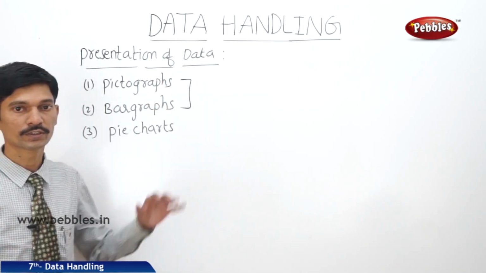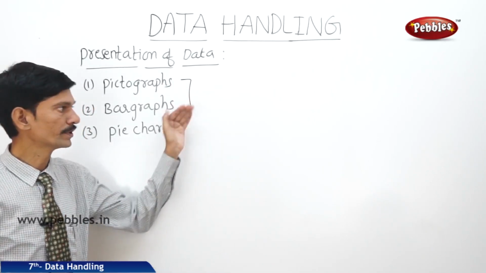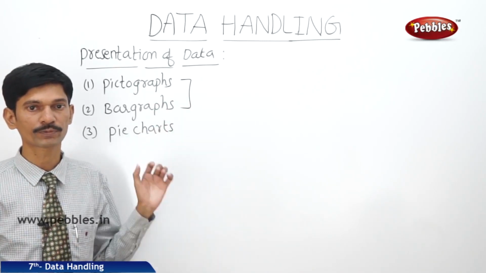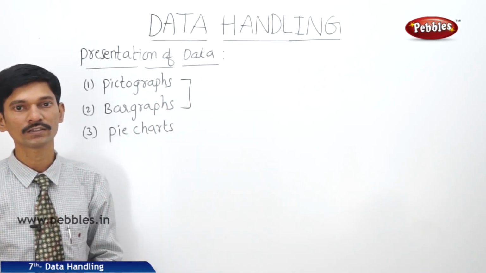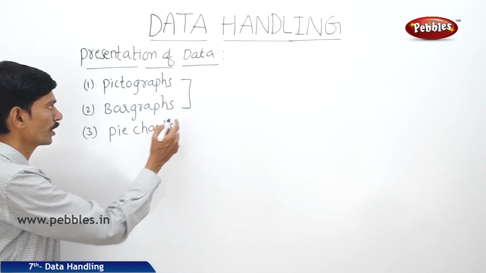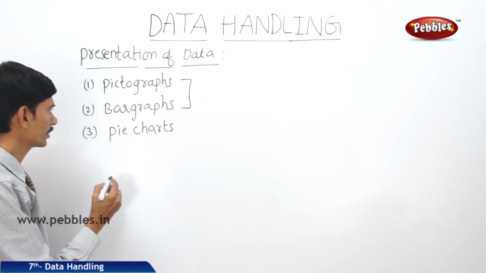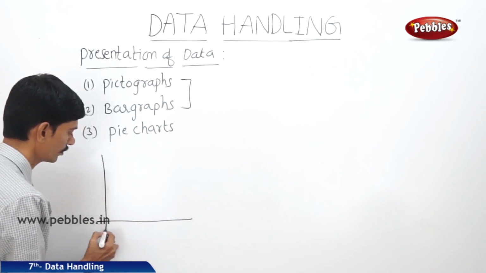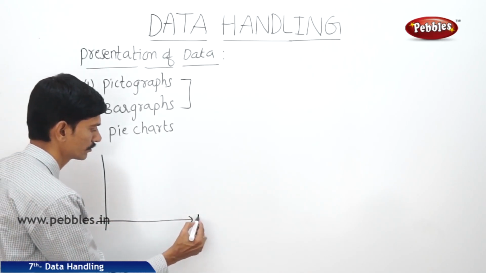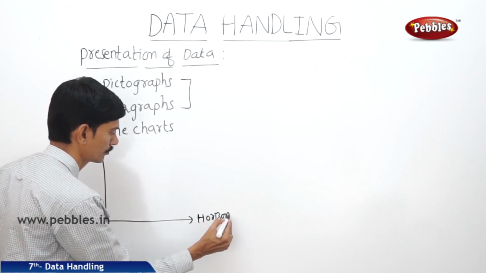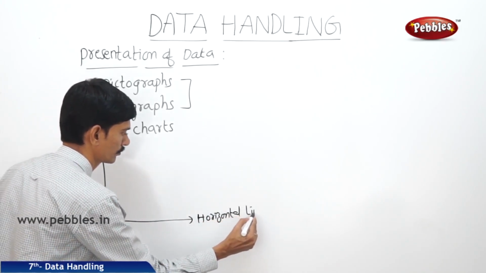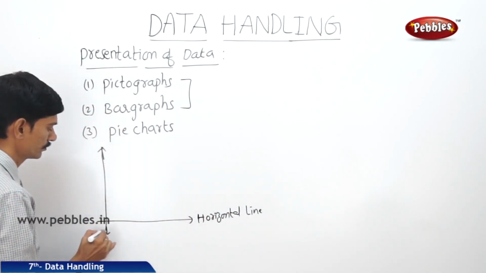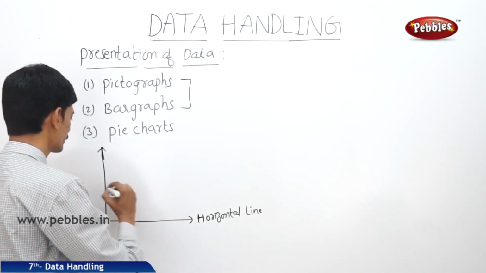In pictographs we use the pictures of the objects to represent the given data. But it is time consuming and very difficult to draw the pictures to represent each object of the given data. So to overcome this problem, we use bar graphs to represent the data. In a bar graph we take the different objects on the horizontal line and the frequency of each item on the vertical line.